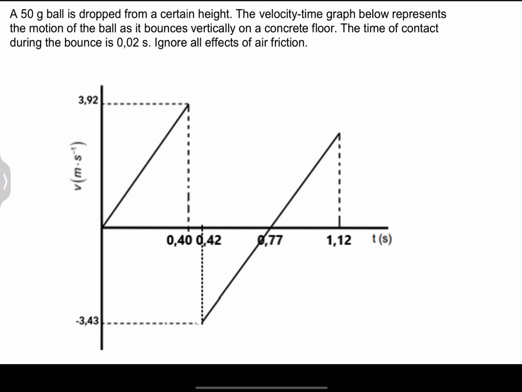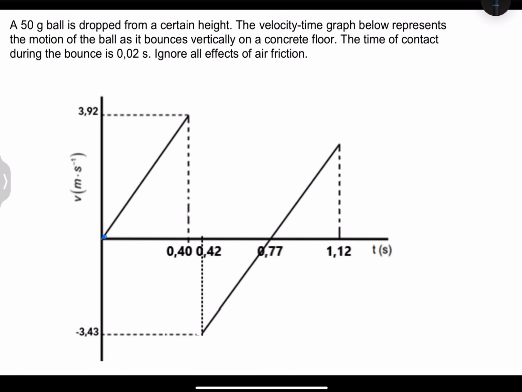If you interpret this graph, this ball must have started from 0, then the velocity increased, in this case, in the positive direction. Given that it was dropped, we've taken downwards as positive. Remember, as it goes down, the velocity increases. When you interpret the graph, the velocity becomes more and more positive as the ball falls. Then it reaches a maximum velocity, in this case of 3.92.